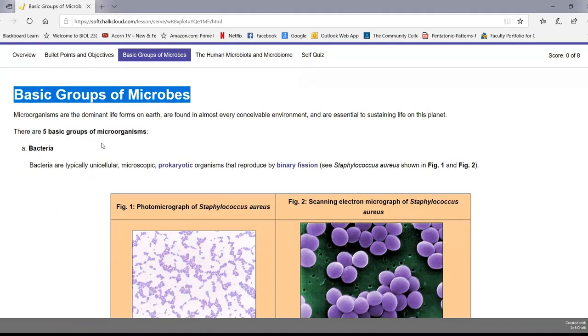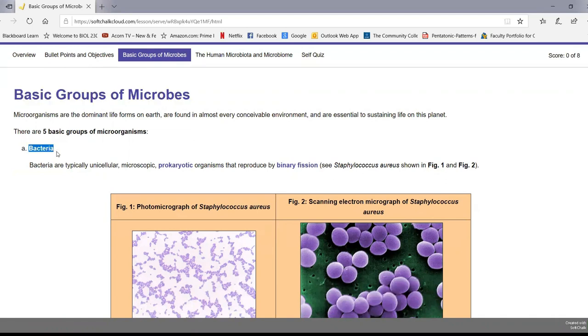So our first group are the bacteria. And bacteria are typically unicellular or single-celled. They are microscopic almost always. They are prokaryotic organisms. And in fact, our second part of Unit 1, Lecture 1, will compare pro and eukaryotic organisms, although you should be a little bit familiar with that since that was a topic you had in your introductory biology course that was a prerequisite course for microbiology.